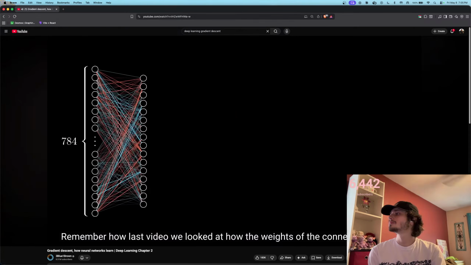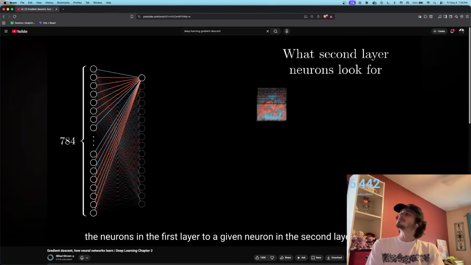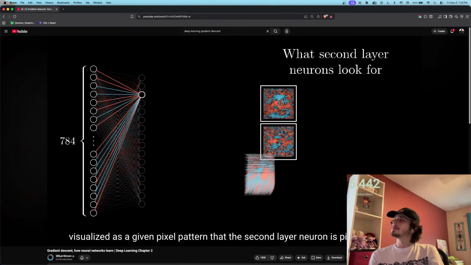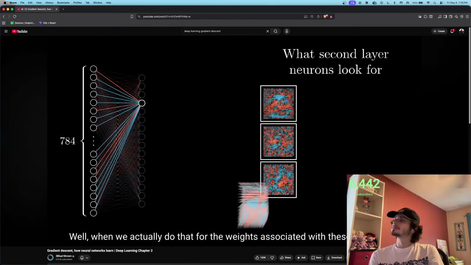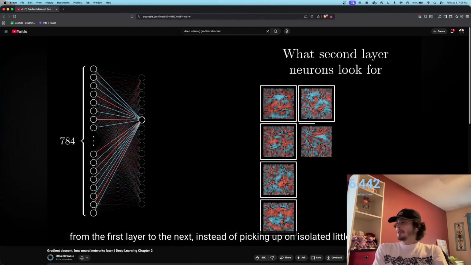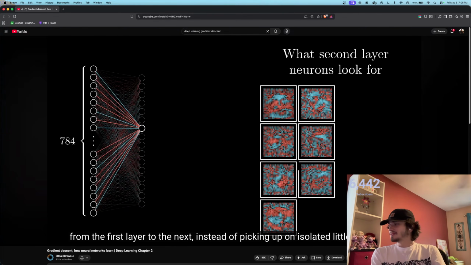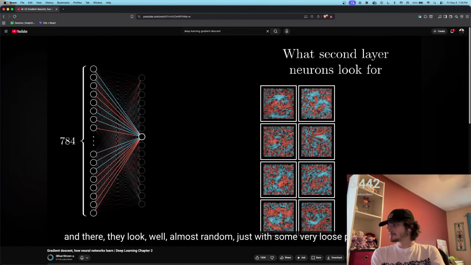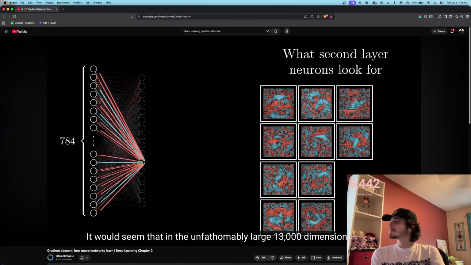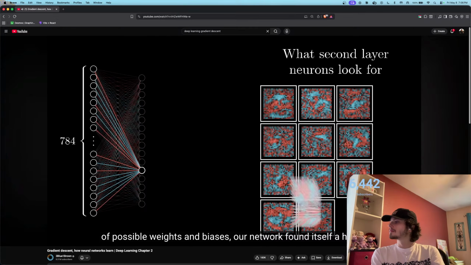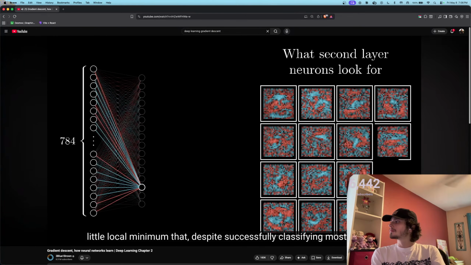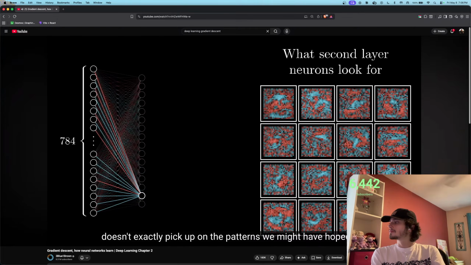Remember how last video we looked at how the weights of the connections from all of the neurons in the first layer to a given neuron in the second layer can be visualized as a given pixel pattern that second layer neuron is picking up on? Well, when we actually do that for the weights associated with these transitions from the first layer to the next, instead of picking up on isolated little edges here and there, they look, well, almost random, just with some very loose patterns in the middle there. It would seem that in the unfathomably large 13,000 dimensional space of possible weights and biases, our network found itself a happy little local minimum that, despite successfully classifying most images, doesn't exactly pick up on the patterns that we might have hoped for.